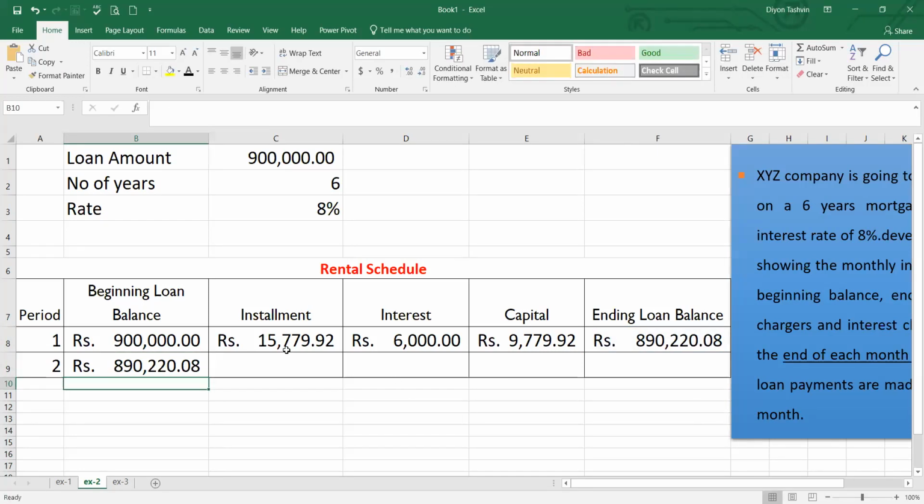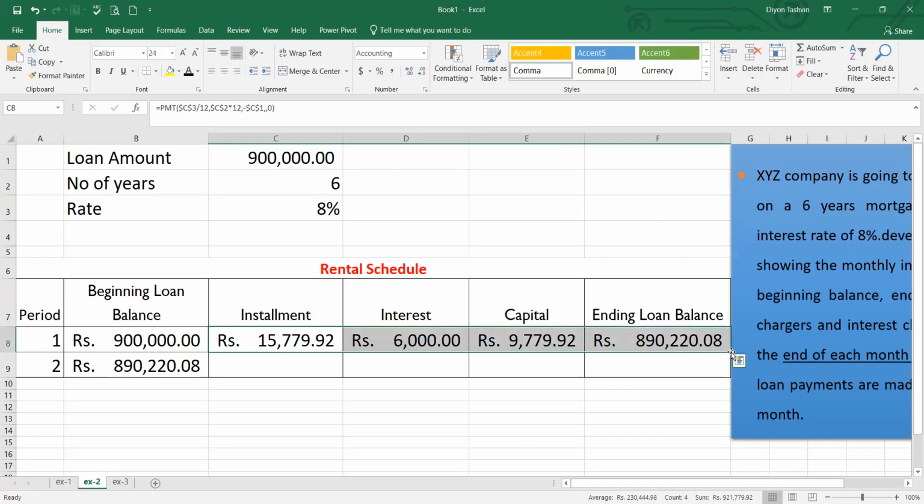Then what we can do is drag it up to the second cell. Now we are going to put the installment, interest, capital, and ending balance to the next cell by using the auto-filling option. First, we are going to highlight the relevant area. Then you can see the mouse pointer changing into a plus sign.